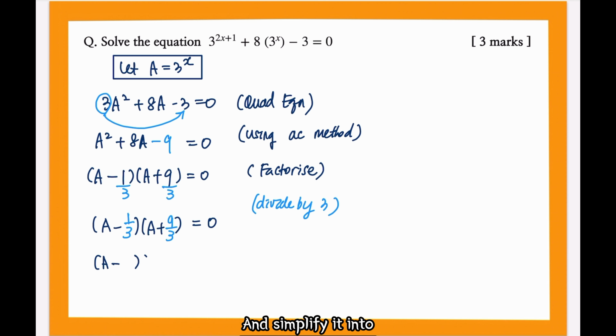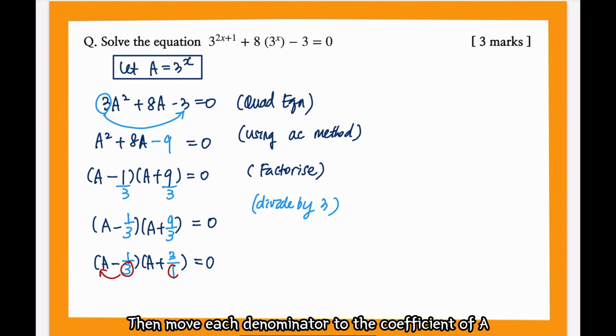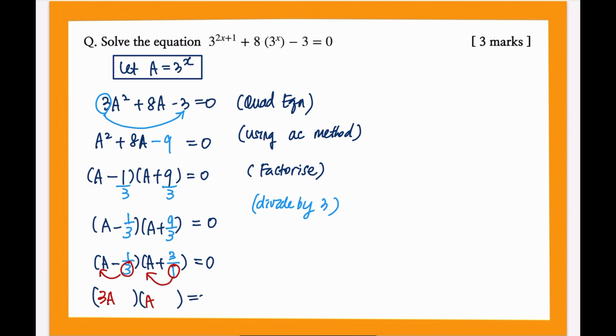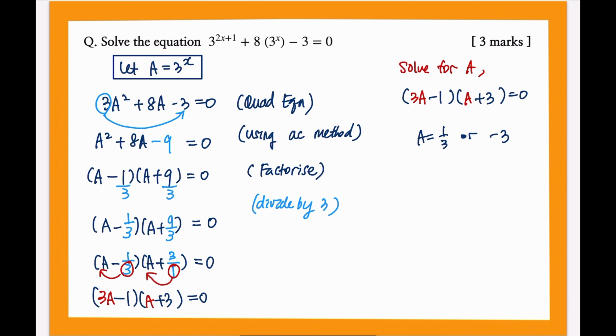And simplify it into (a minus 1) over 3 and (a plus 3) over 1. Then move each denominator to the coefficient of a. You will get (3a minus 1)(a plus 3) equals 0. Solve for a. a equals 1/3 or minus 3.